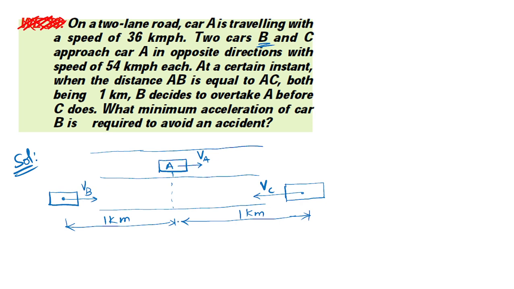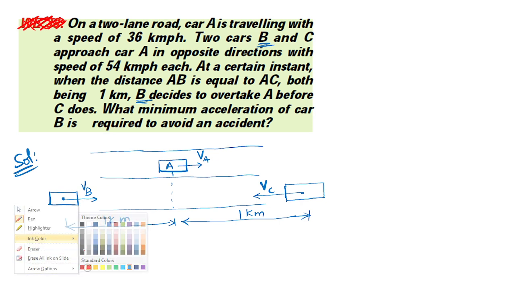Now who decided to overtake here? B decided to overtake. Earlier they have a common, constant speed, but B will become a non-uniform motion because he is accelerating the car. Right? We will proceed with the question in that manner. So first of all, convert all the answers into SI units.